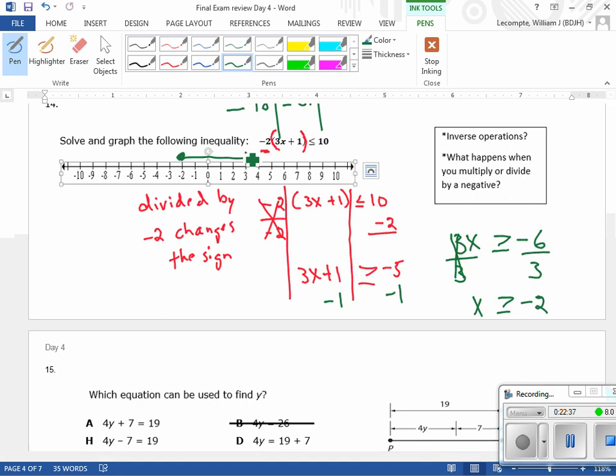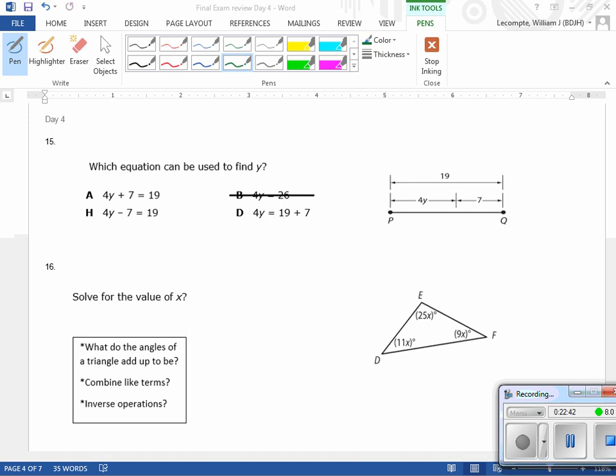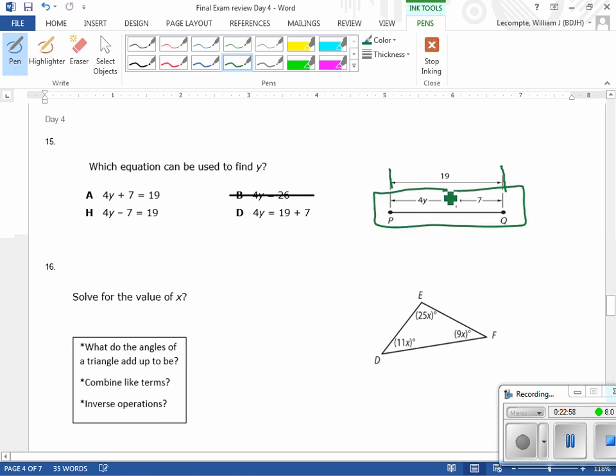Number 15. All right, this really stumped a lot of kids, but the main thing you got to understand about reading this part over here is that this whole thing right here is equal to 19. So the ones that have equal to 19 are the ones I'm looking at. If it doesn't say equal to 19, I'm not even going to try to look at that.